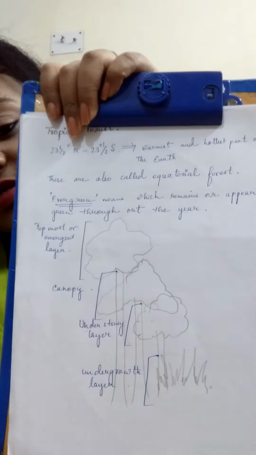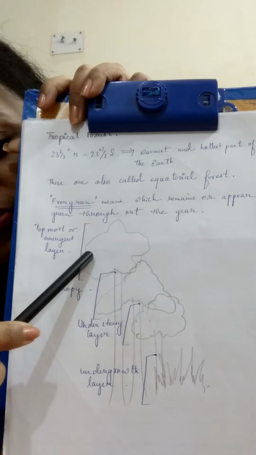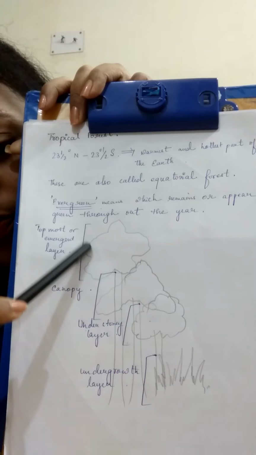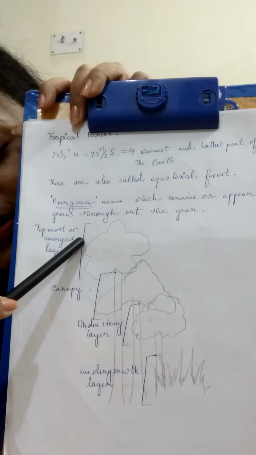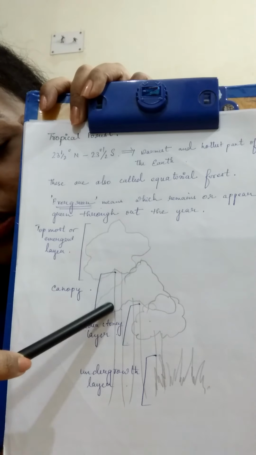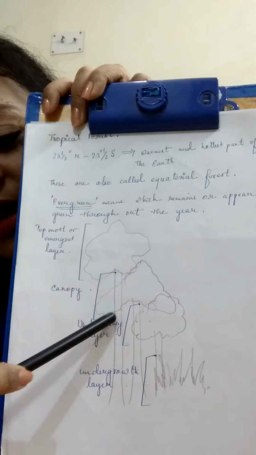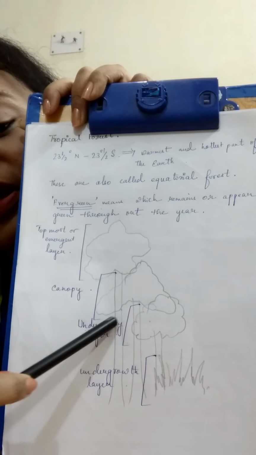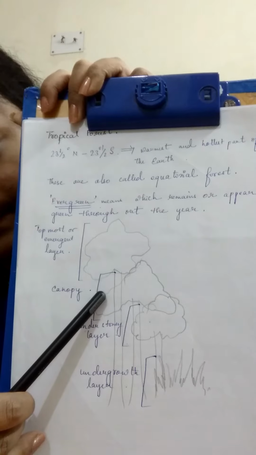To make you understand, I have done this. There are 4 layers of trees. 1, 2, 3, 4. This is the topmost part. This is called the emergent layer. Then below the emergent layer is called the canopy. This is called a canopy because, see, I have drawn this tree like an umbrella shape. This is an umbrella structured tree.